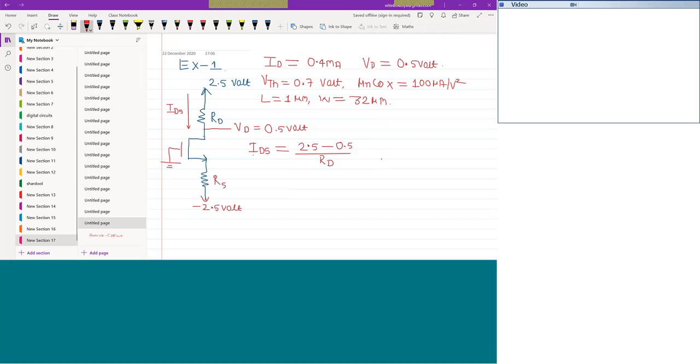So I can say RD is equivalent to 2 divided by IDS, and IDS is given as 0.4 milliampere. So you can say the value of RD, the value of drain resistance is equivalent to 5 किलो ओम. तो हमने एक रेजिस्टेंस का वैल्यू तो निकाल लिया कि this resistance is having value of 5 kilo ohm.